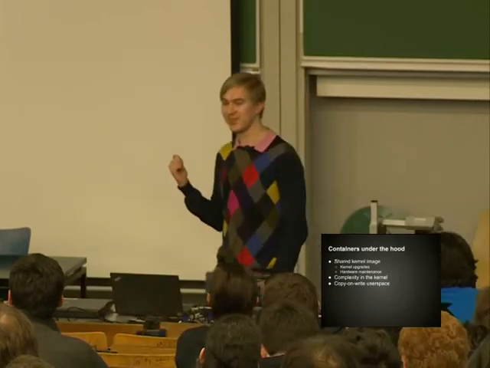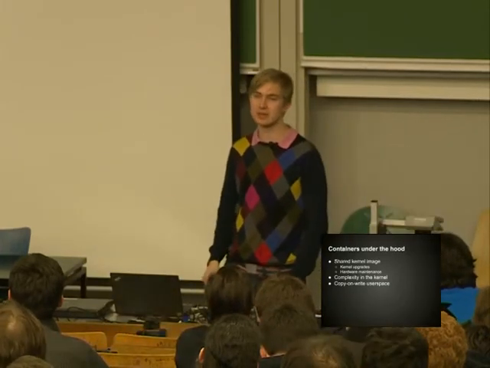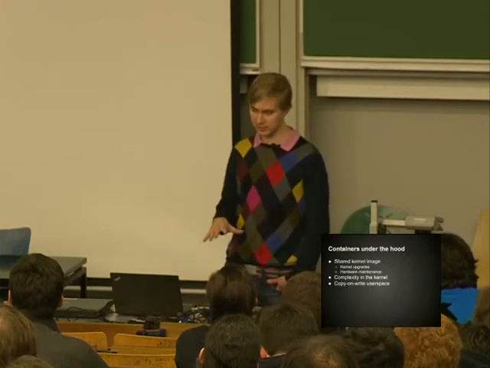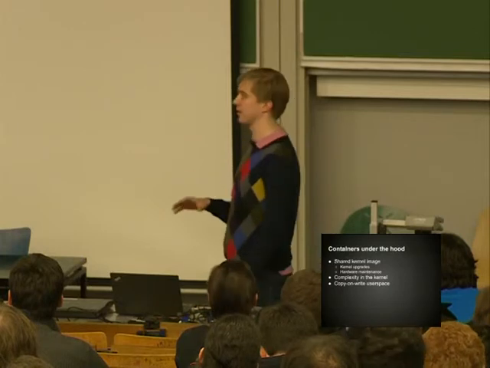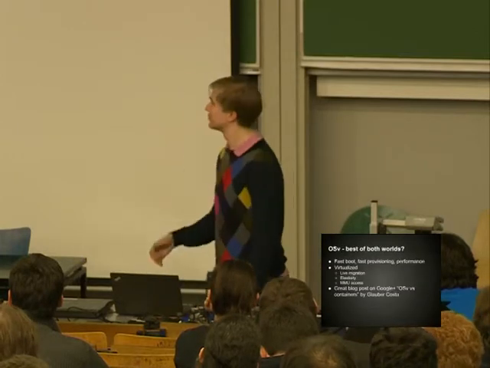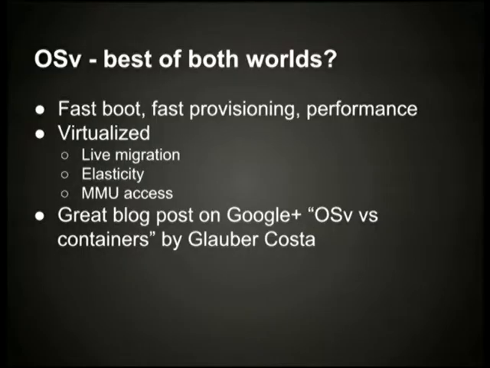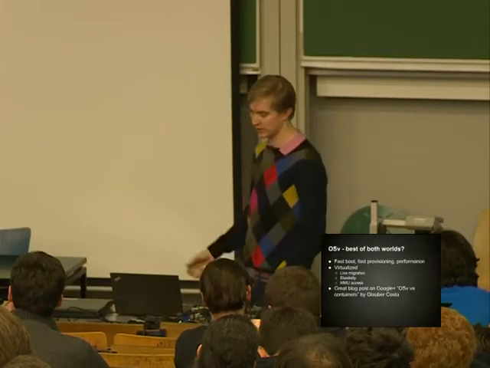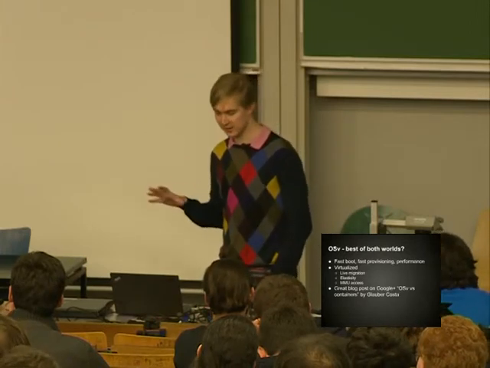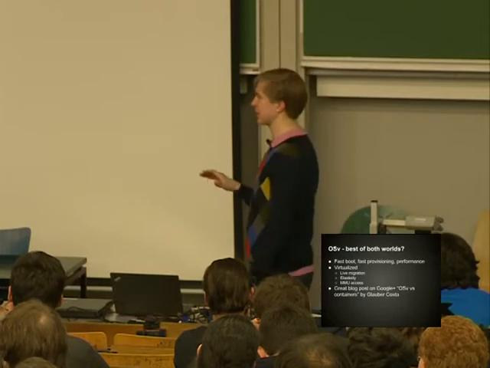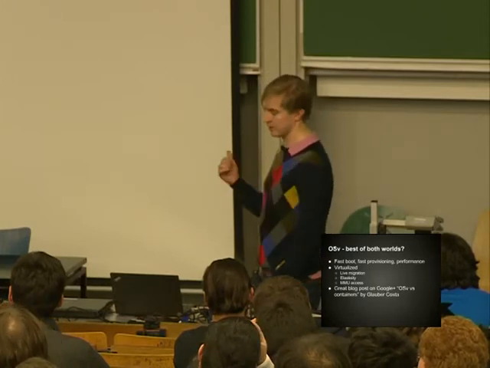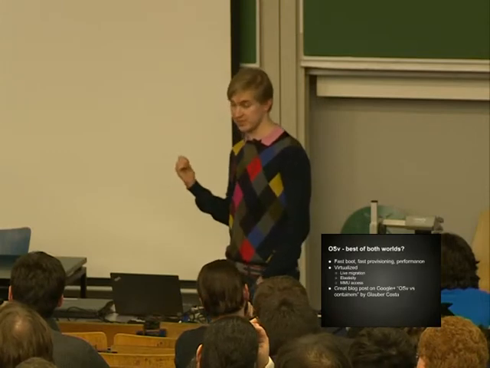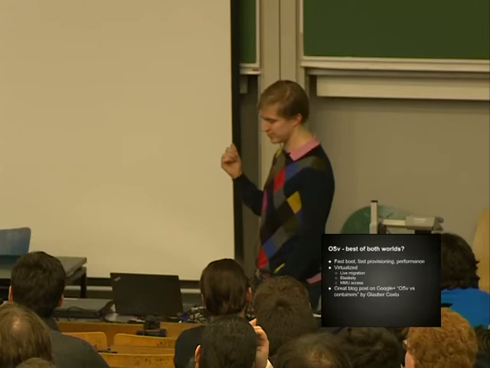It also uses a copy on write user space, which is really great for saving image space, but you're basically tied to the normal Linux user space. So what I tend to think is that in OSv we're trying to combine the best of both worlds. We are also able to provide fast boot times, fast provisioning and raw performance because we're cutting down layers. But on top of that, you get all the virtualization stack features that you would expect. And like I mentioned earlier, you basically have hardware access, specifically MMU access, which is interesting for certain applications.